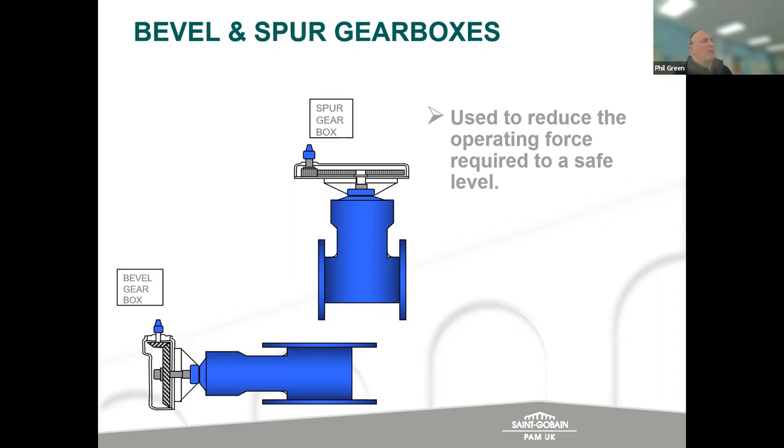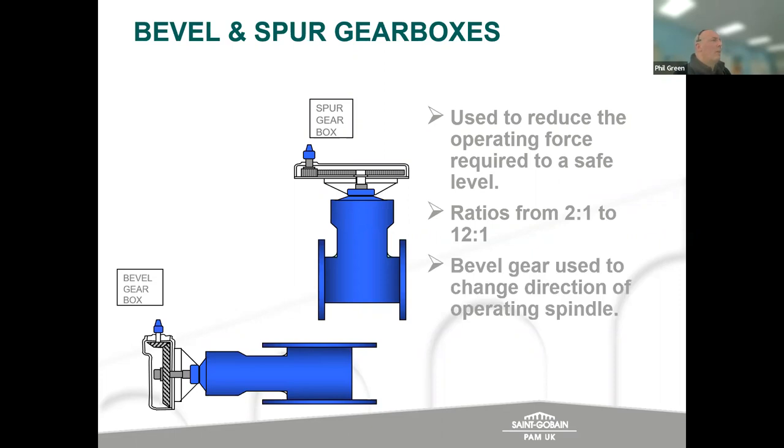And again, the object of the exercise here is to reduce the operating force to a safe level. And the range of ratios you can get are 2-to-1 to 12-to-1. So there's quite a range there that you can use or you can employ. And bevel gears are used for changing direction of an operating spindle. So that's just a summary of the way gearboxes can be used and employed.